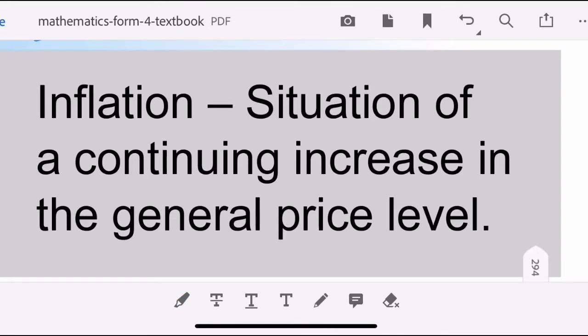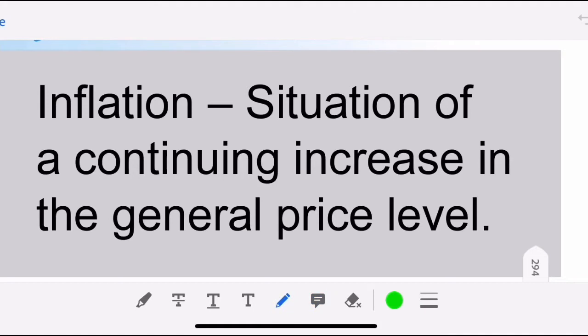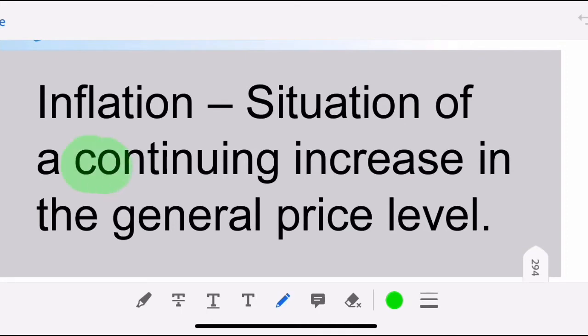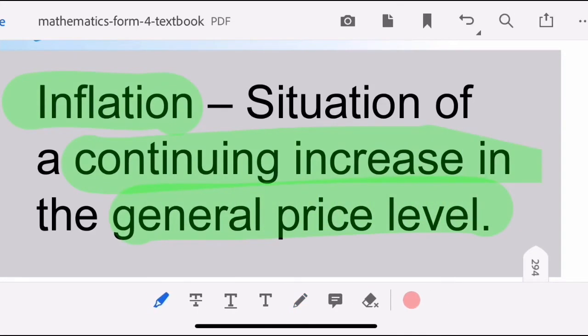Now let's study what is inflation. Inflation is a situation of continuing increase in the general price level. The price keeps on increasing over a certain period of time. That is so-called inflation.